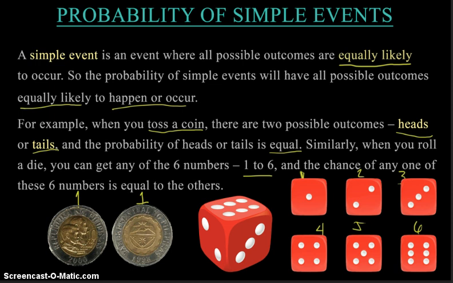And the chance of any one of these 6 numbers, so ang chance nitong 1, 2, 3, 4, 5, 6 ay equal sa isa't isa. So, equal yung chance nila na lumabas kasi walang nadubling number dito. Yung 1 ay isa lang, yung 2 ay isa rin lang, 3, 4, 5, at 6 ay tig-isa rin lang. So, pare-parehas yung chance nila na lumabas. Okay?